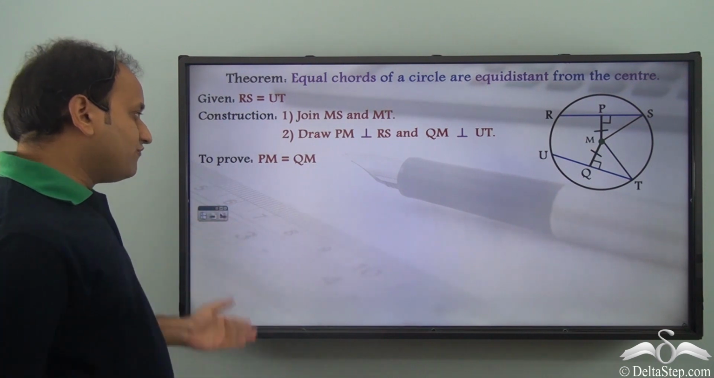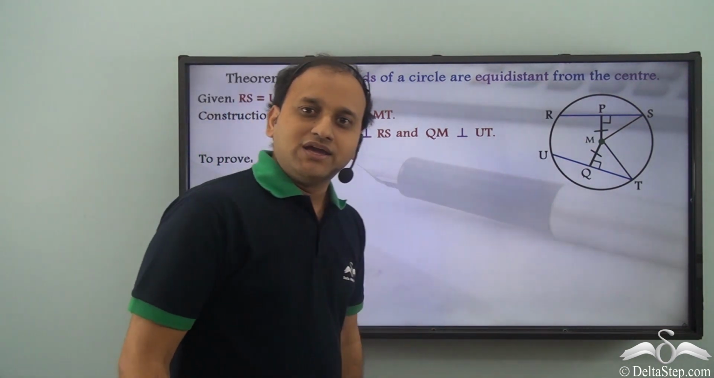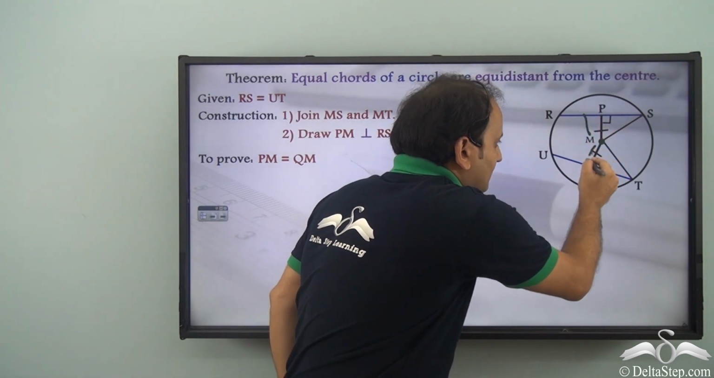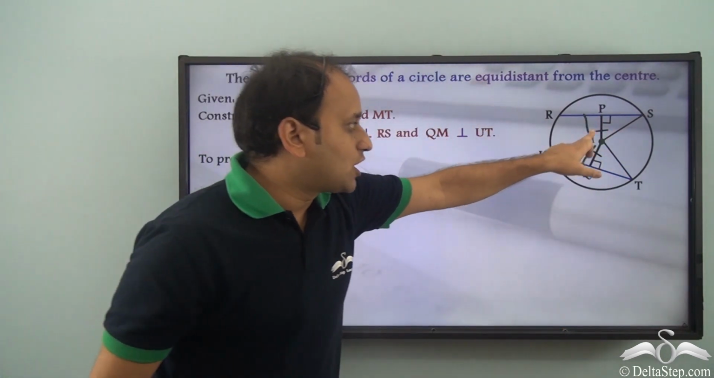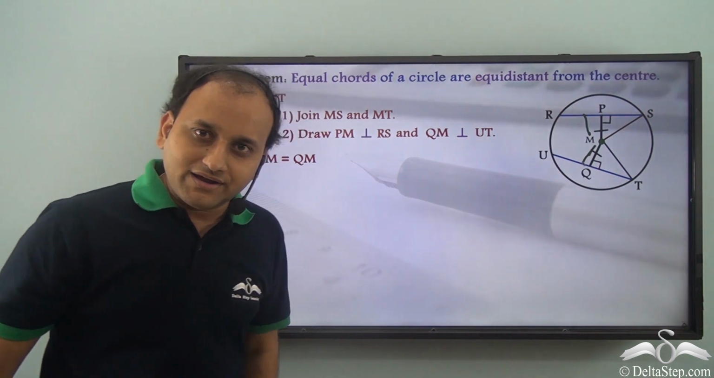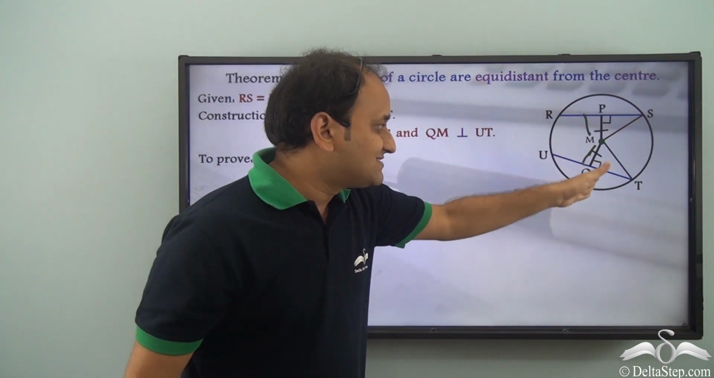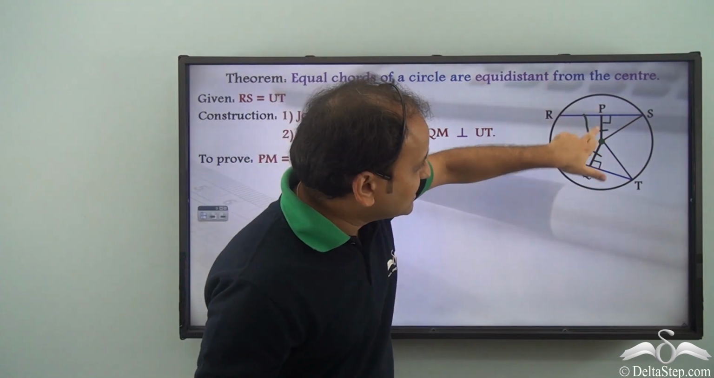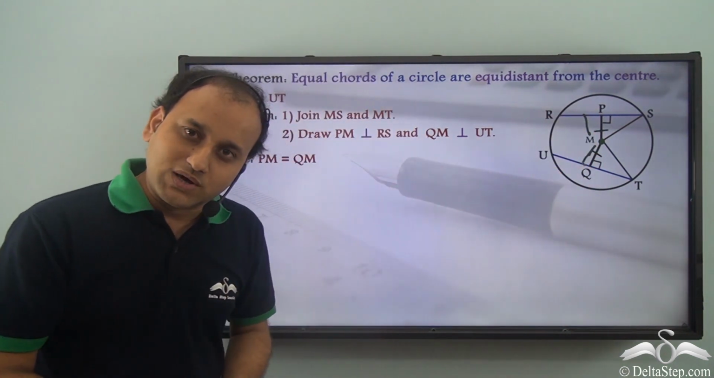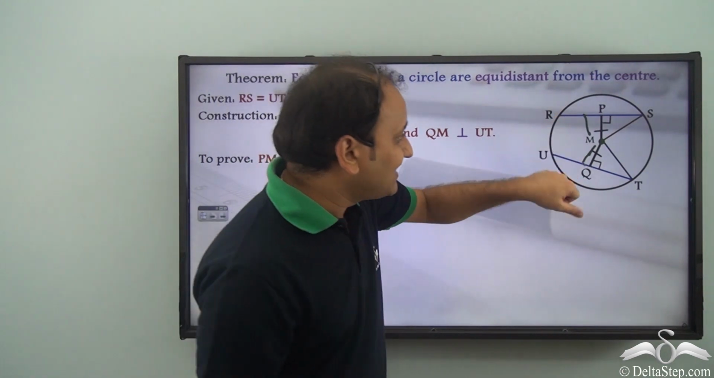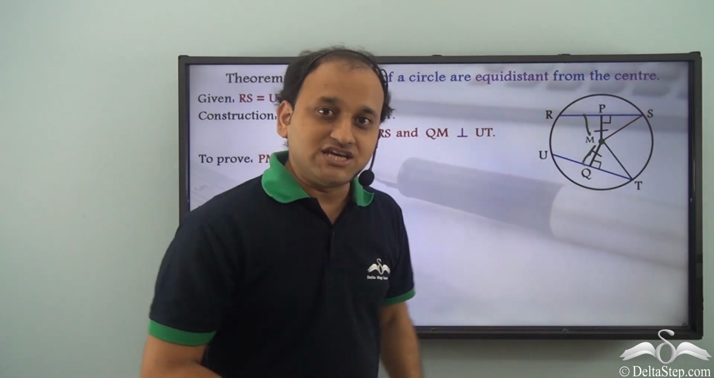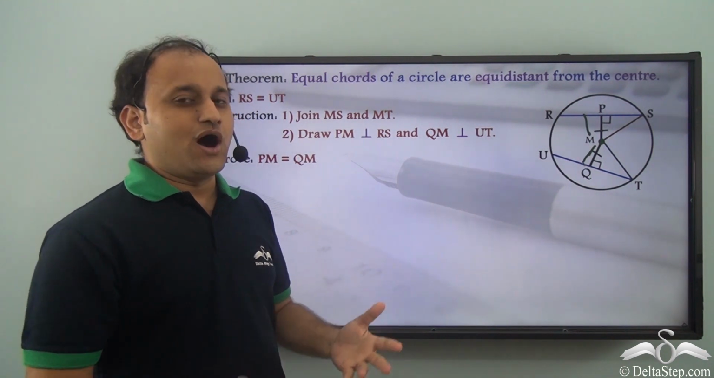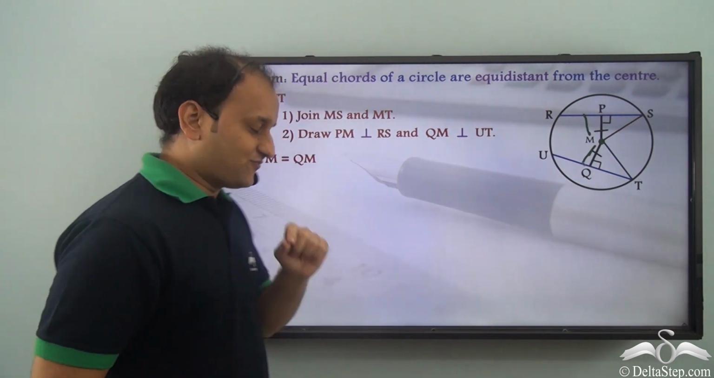Now we need to prove that PM is equal to QM, because when we talk about the perpendicular here, that defines the distance of the chord from the center. So both these perpendiculars, if they are equal, then we can say that chords RS and UT are equidistant from the center. So how do we prove it? Well, let's see.